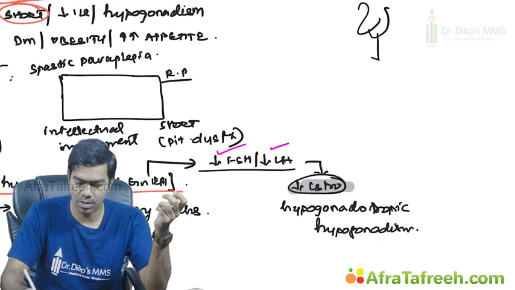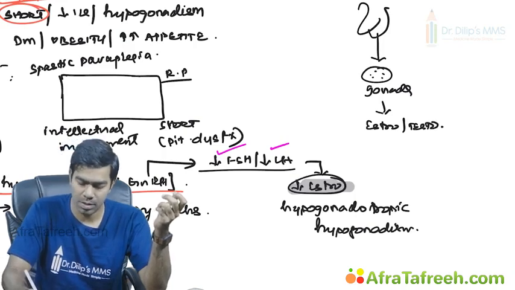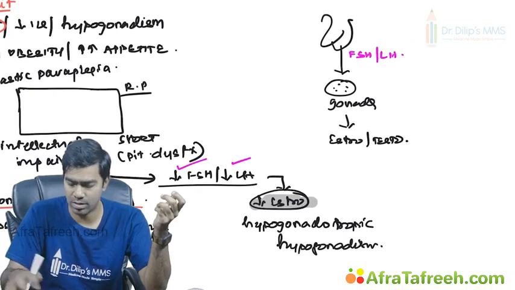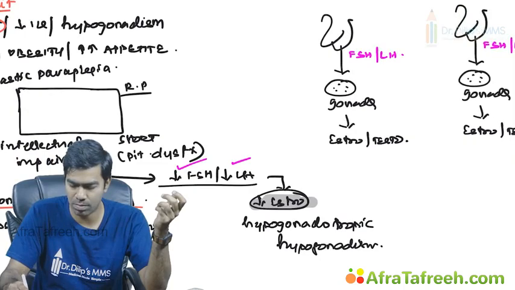You have a pituitary that comes to the gonads. Gonads are the ones that synthesize the estrogen or testosterone. Let us assume, and the pituitary synthesizes FSH and LH, which act on the gonads. So let us duplicate this one more time. So where is the problem and what is the problem?